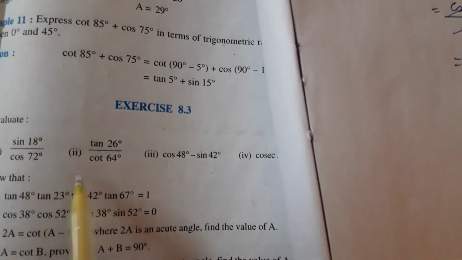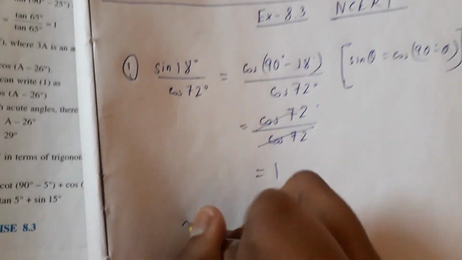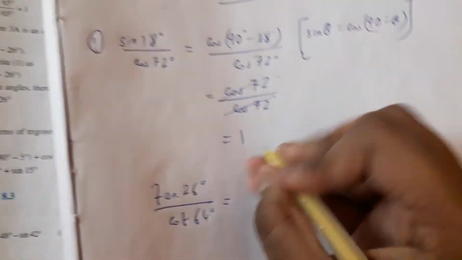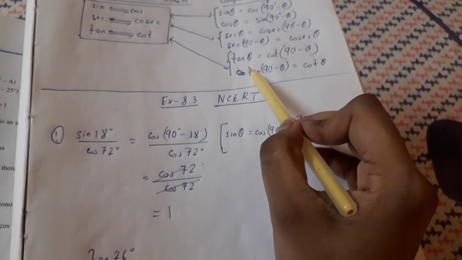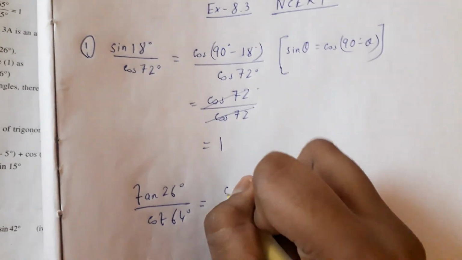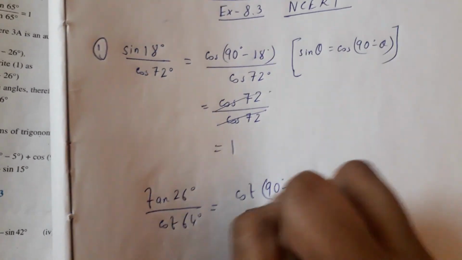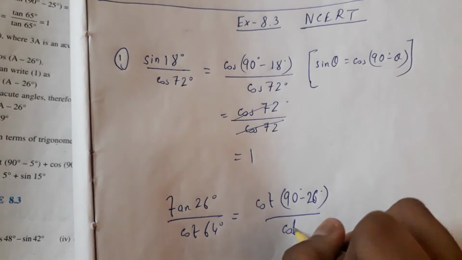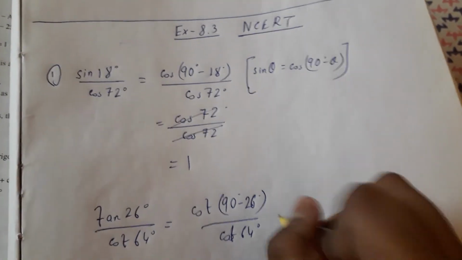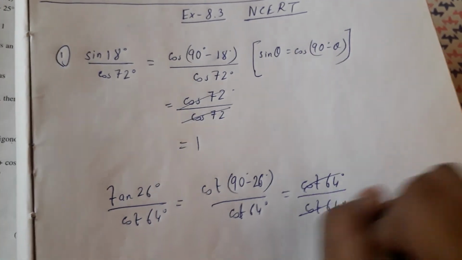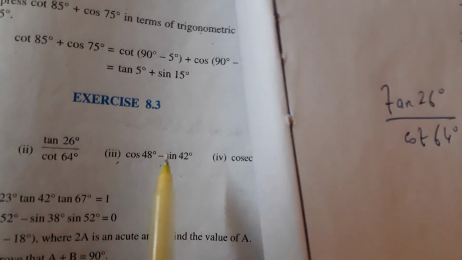Now see, here also you have tan 26 degree divided by cot 64 degree. Here also, tan theta is equal to cot 90 minus theta. So write cot 90 degree minus 26, divided by cot 64. Now it will be cot 64 degree divided by cot 64 degree, cancel out, and hence the answer will be 1. Now see the third one, cos 48 minus sin 42.